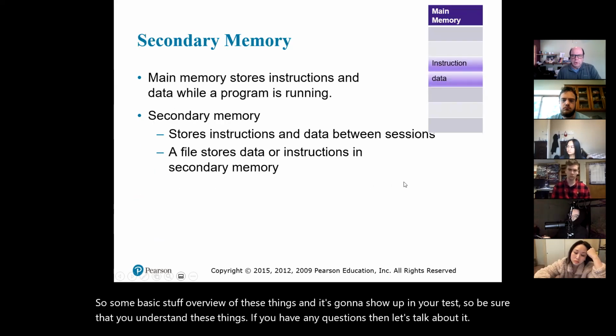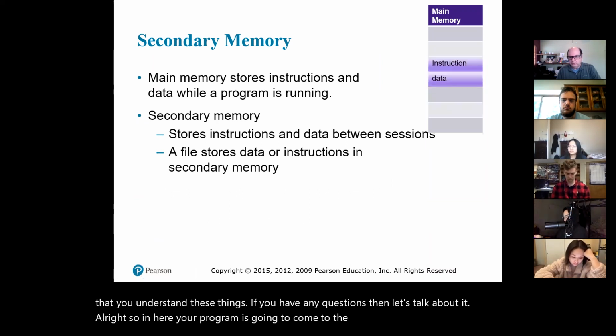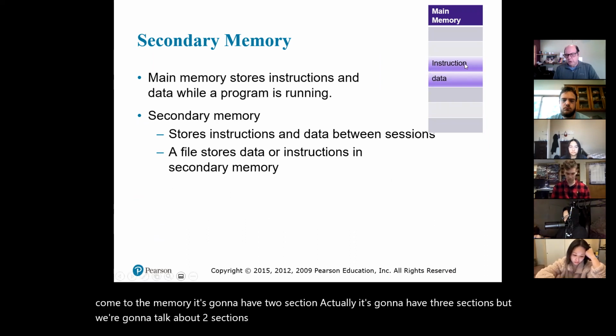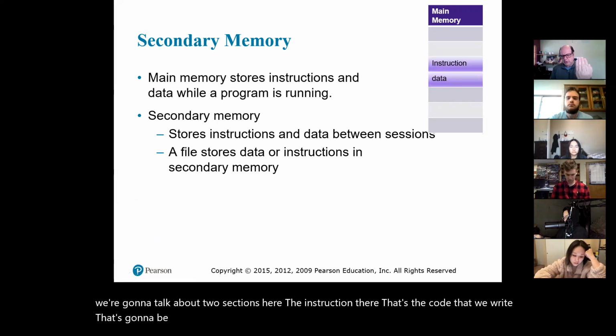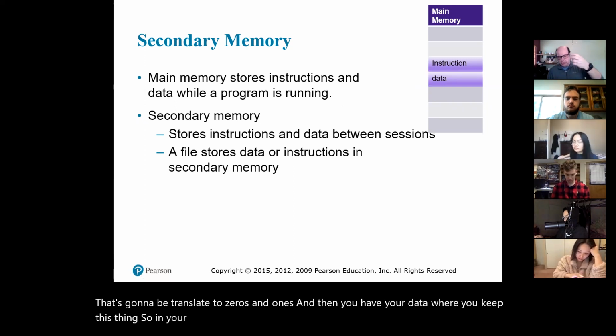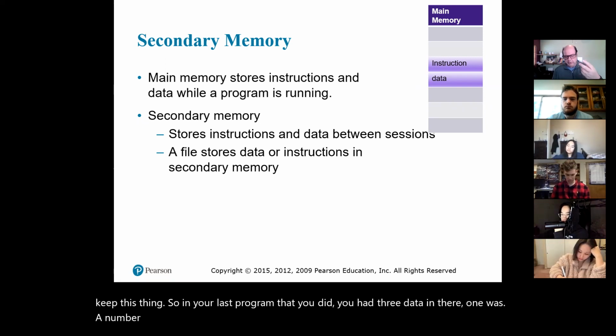All right, so in here, your program is going to come to the memory. And when your program comes to the memory, it's going to have 2 sections. Actually, it's going to have 3 sections, but we're going to talk about 2 sections here. The instruction, that's the code that we write, is going to be translated to zeros and ones. And then you have your data, where you keep the things. So in your last program, you had 3 pieces of data in there: number of pods, peas per pod, and the total. So you had 3 variables.